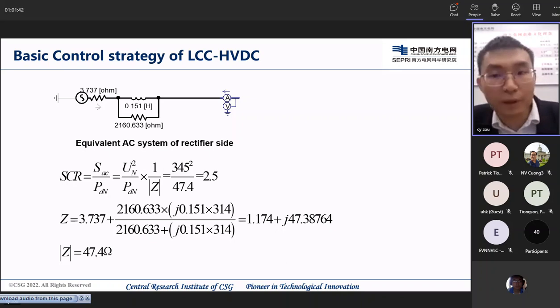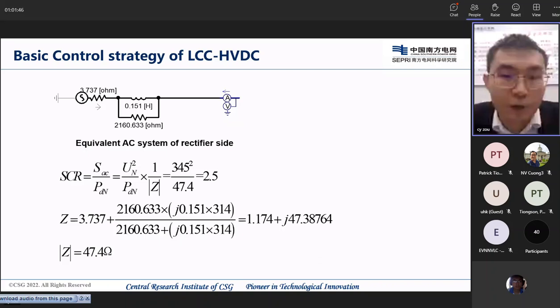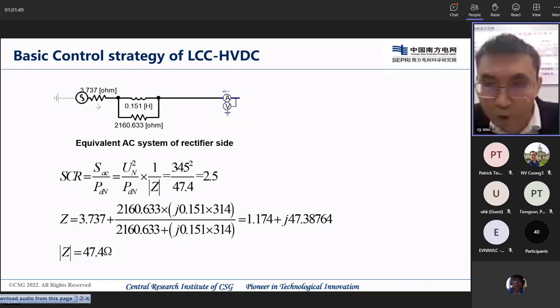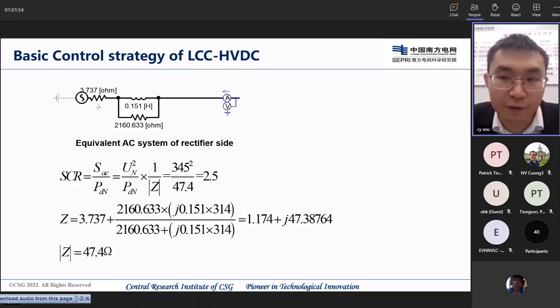This is the equivalent AC system model. The rated voltage level is 345 kV in the CIGRE benchmark model. The calculated magnitude of the equivalent impedance is 47.4 ohm. According to the definition of short circuit ratio, the short circuit ratio is 2.5. Although the equivalent impedance of the inverter side is different from this one, its SCR is still 2.5. You may try to calculate it and you will find the same answer.